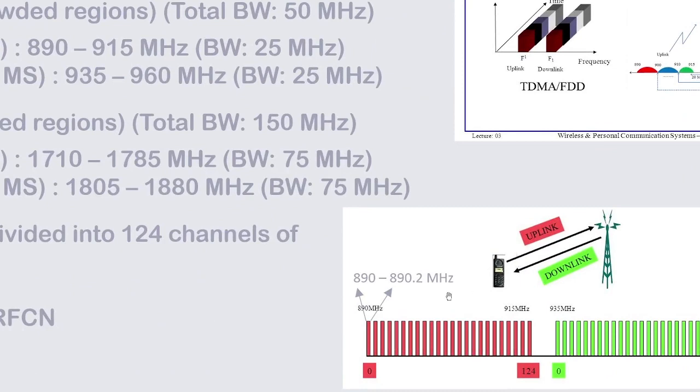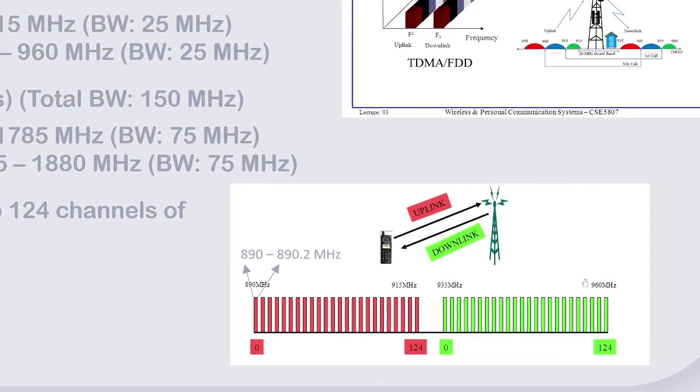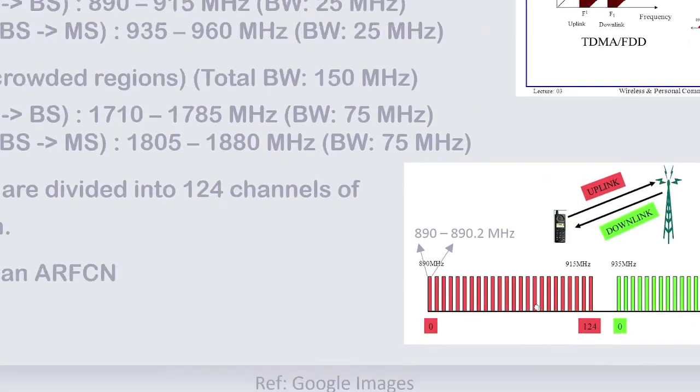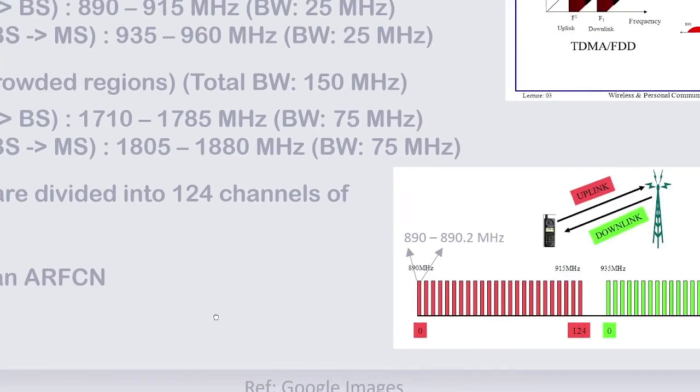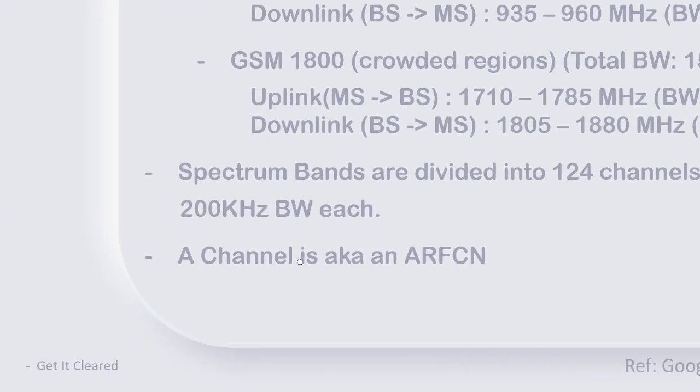So for GSM 900, uplinks are from 890 megahertz to 915 megahertz. The entire frequency band for uplink and the entire frequency band for downlink is divided into various slots, and each slot is called a channel. A single channel in GSM is called an ARFCN. Do not confuse this and think that one single channel represents only one frequency. No, these channels are made of certain frequencies. For example, the 0th channel here is made up of frequencies from 890 to 890.2 megahertz, so the bandwidth of this channel is 200 kilohertz.